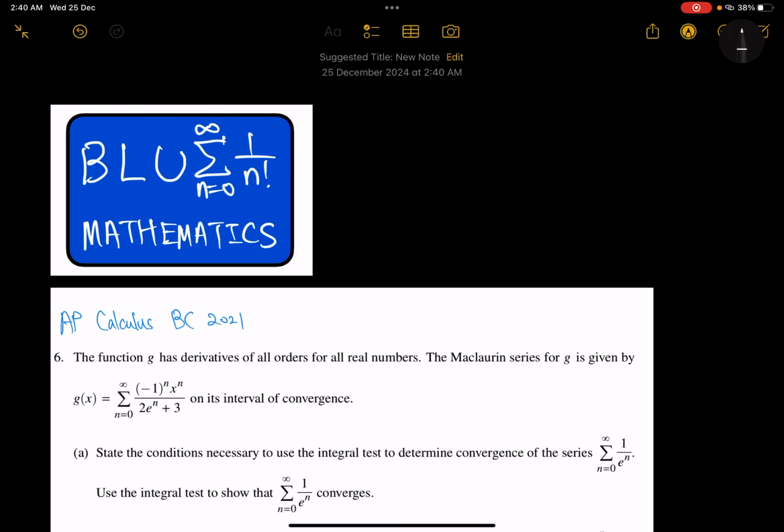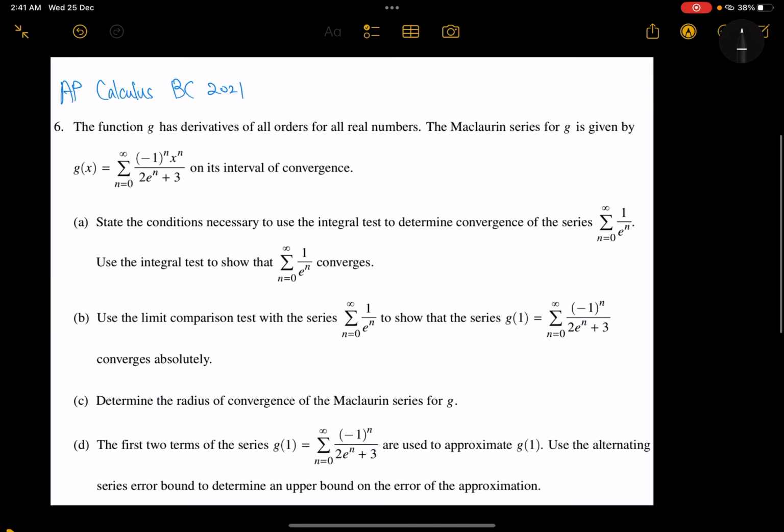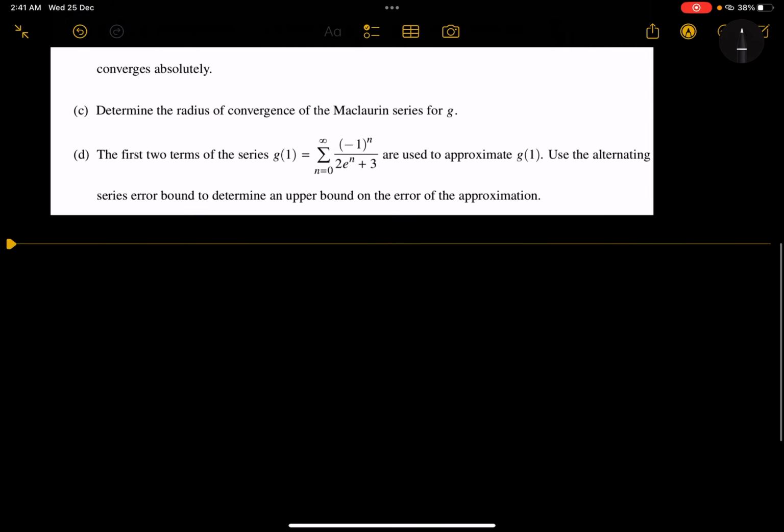Okay, so this is again AP Calculus BC, and this one's also really straightforward. It's just series and stuff. So let's just tackle that, because this question is rather easy, because it just tells you which tests to use. It's really basic, so I'm just going to tackle that really quickly.